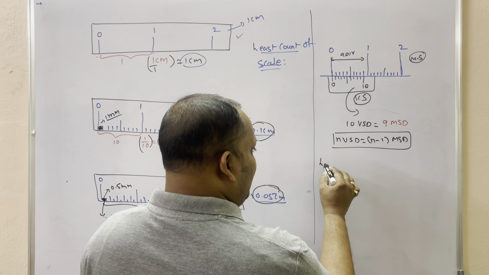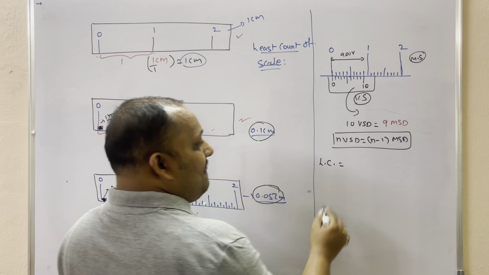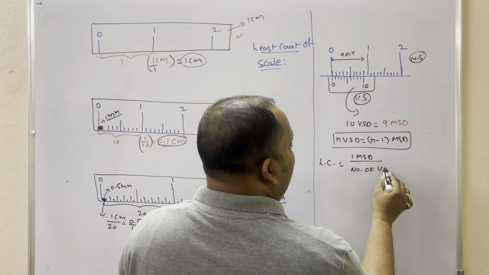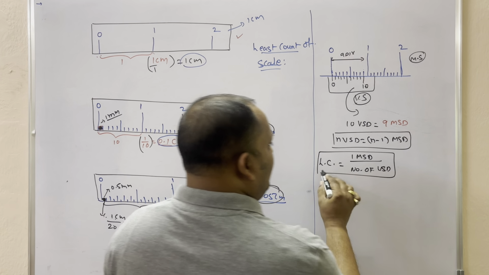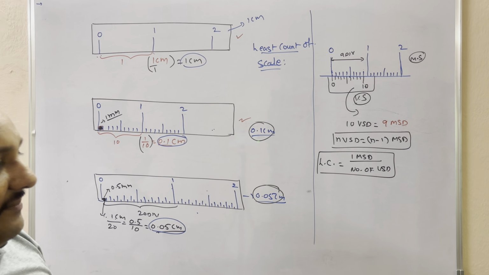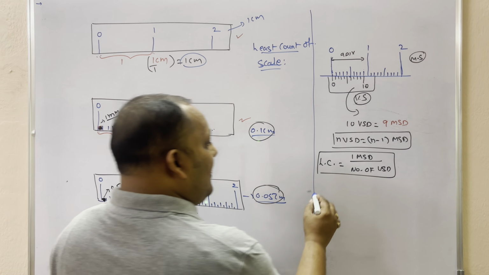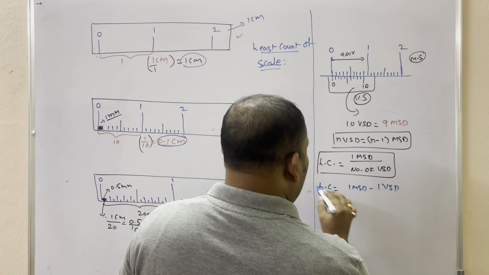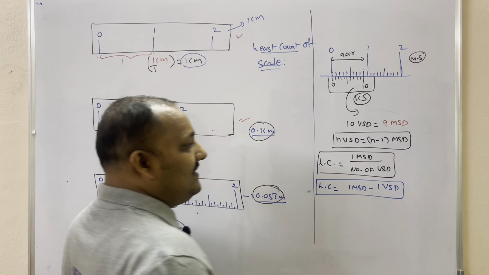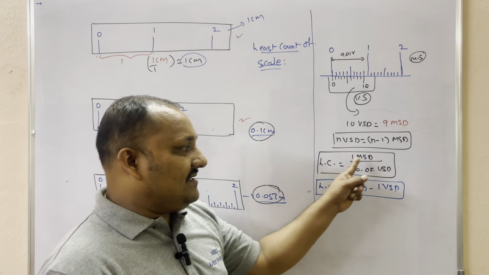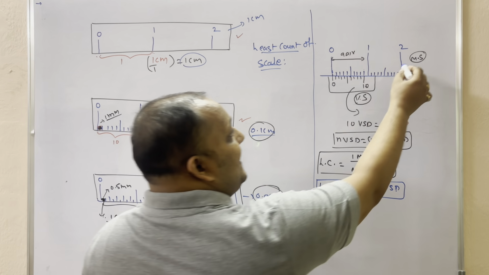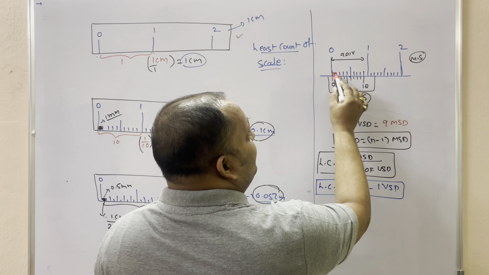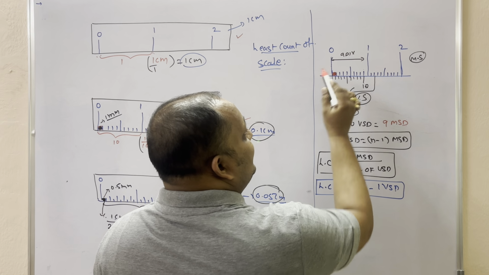The formula for the least count is 1 MSD divided by the number of VSD, that is, one main scale division divided by the number of vernier scale divisions. This is one formula. Another formula is 1 MSD minus 1 VSD. What is this 1 MSD? On the main scale, each division is how much value?